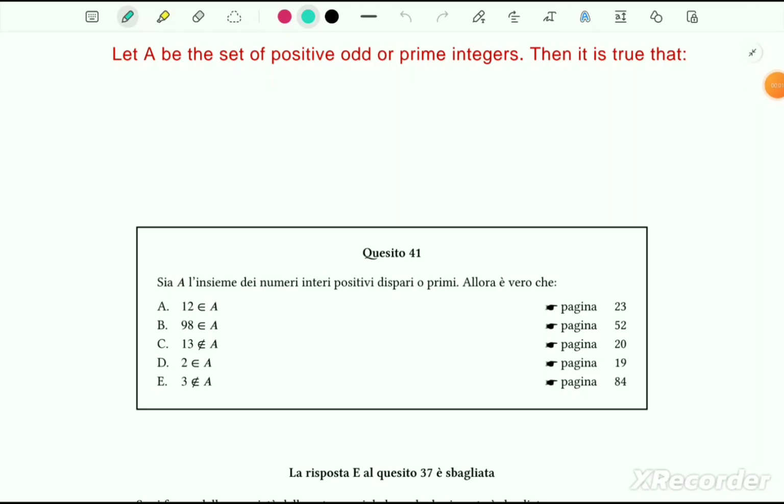Dear learners, how are you? Today we are going to solve 41 to 50. So this is going to be our tutorial number 5 from Mentor Mathematics.